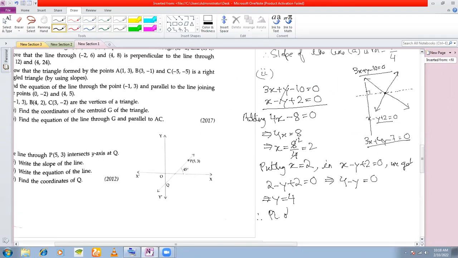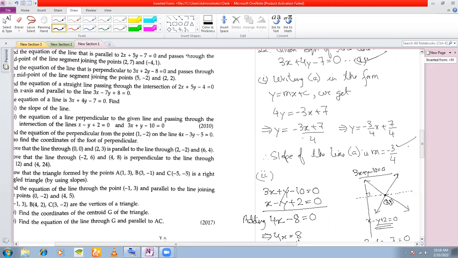So therefore, what is the point of intersection of the lines 3x plus y minus 10 equal to 0 and x minus y plus 2 is equal to 0? The value of x is 2, and the value of y we have got is 4. So the point of intersection is 2, 4. That means this point here is 2, 4. Now you see that the dotted line passes through the point 2, 4, and is perpendicular to which line? This given line, isn't it? This line whose slope we have already found out.